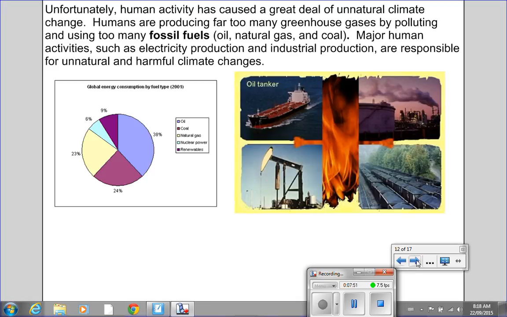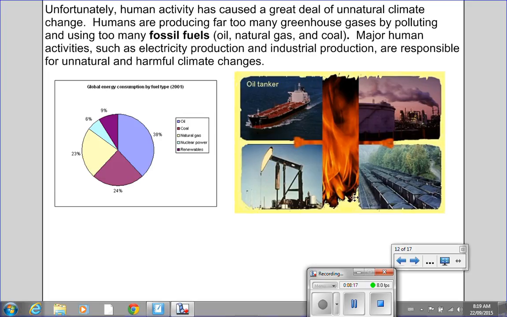Unfortunately, human activity has caused a great deal of unnatural climate change. Humans are producing far too many greenhouse gases by polluting and using too many fossil fuels. By that I mean oil, natural gas, and coal. Major human activities such as electricity production and industrial production are responsible for unnatural and harmful climate changes.